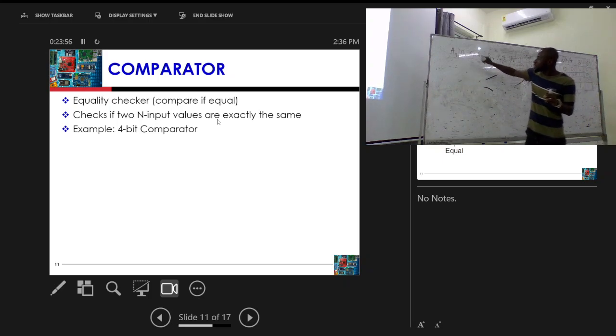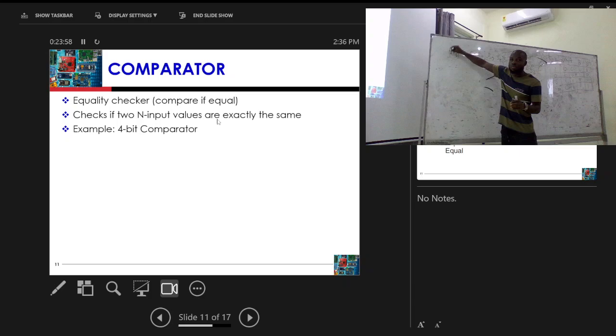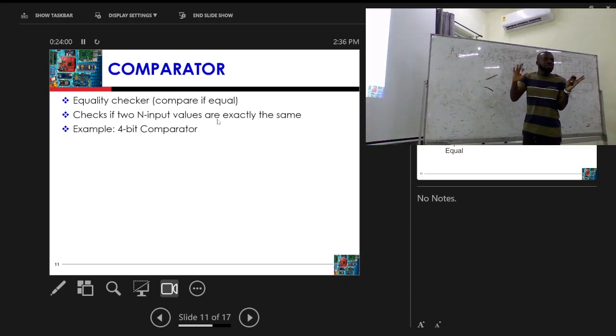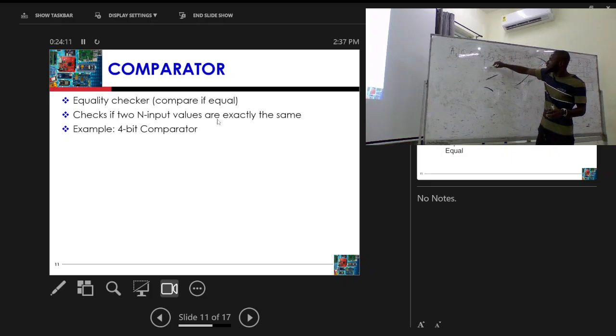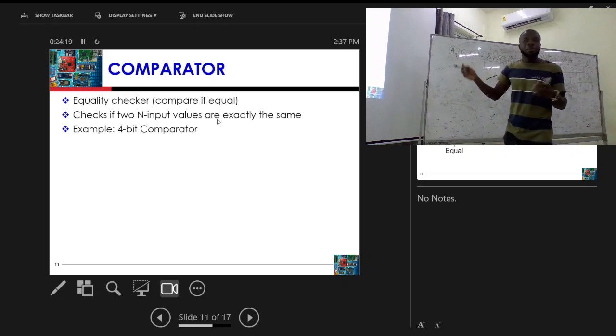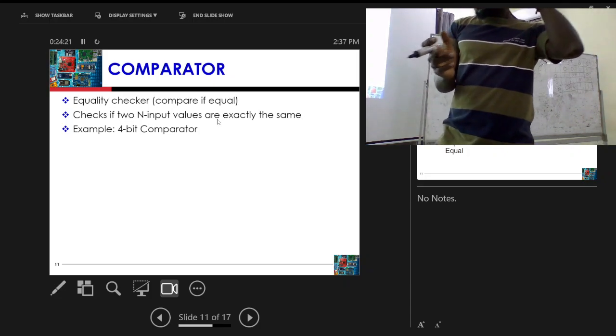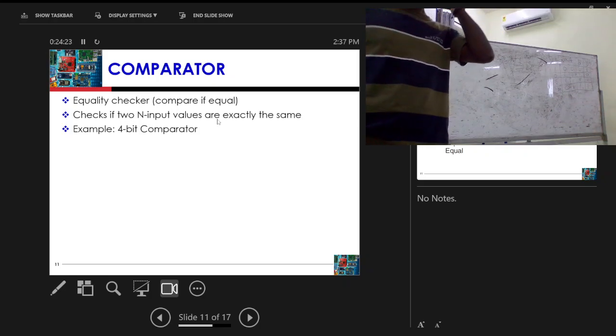So what you are doing is you want to compare if A is equal to B, right? So you have to compare A3 and what? B3. Compare A2 and what? B2. Compare A1 and B1. Then compare A0 and B0. As easy as that. Then you combine all the outputs.